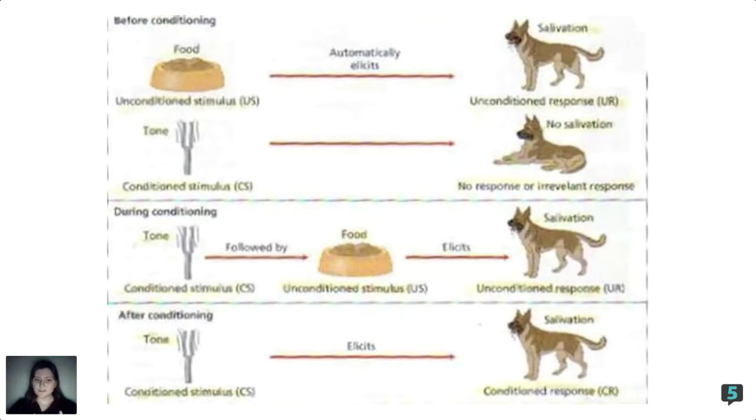So then, while the conditioning is ongoing, the bell will be rang, and then the food will be presented, and then the dog will salivate. Over time, the dog will slowly start associating food with the bell because they are presented at the same time, which is the process of conditioning. And then after that, the bell is rang, the conditioned stimulus, which immediately causes the salivation because the dog knows to associate food with the sound of the bell.